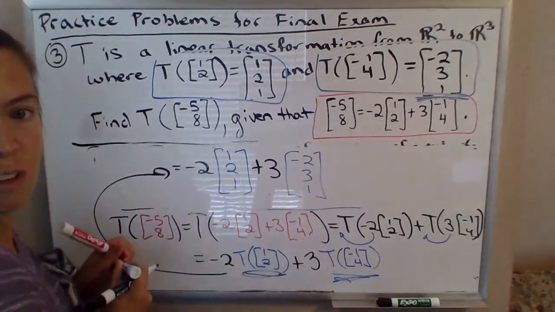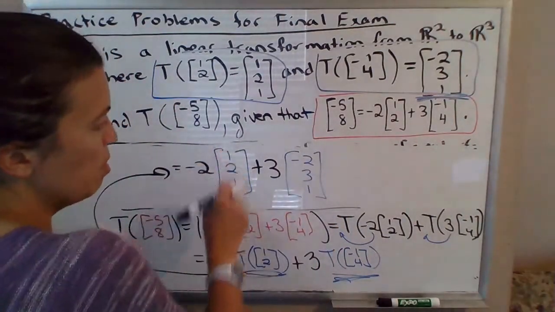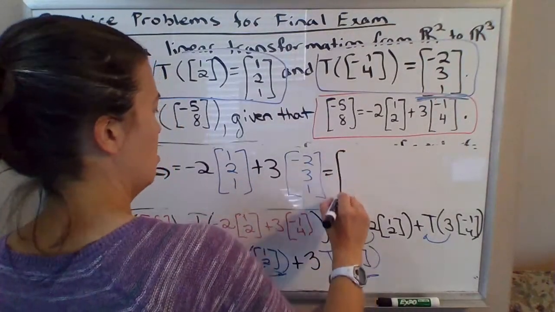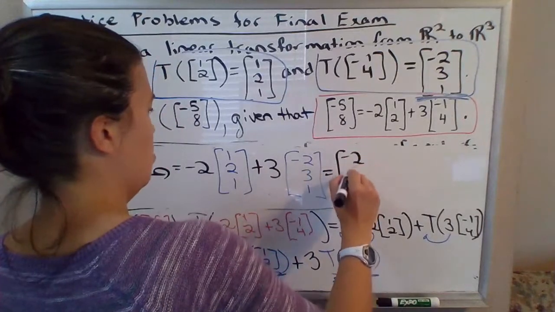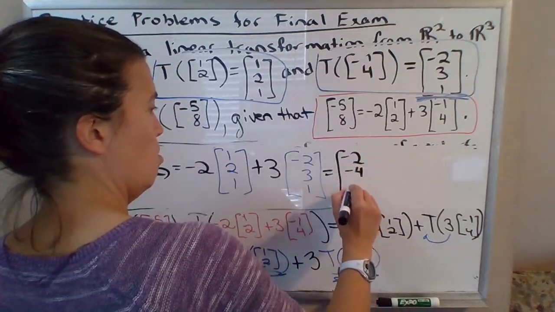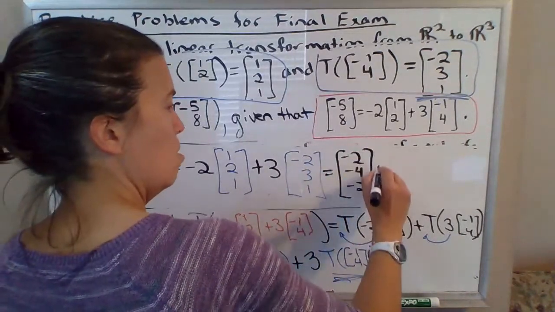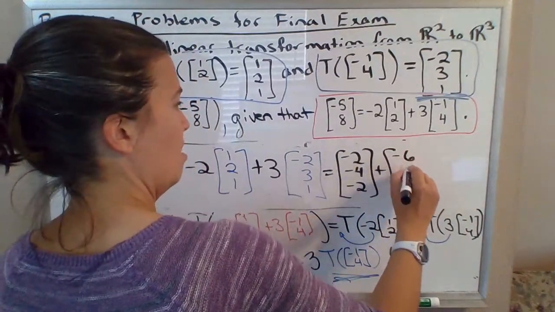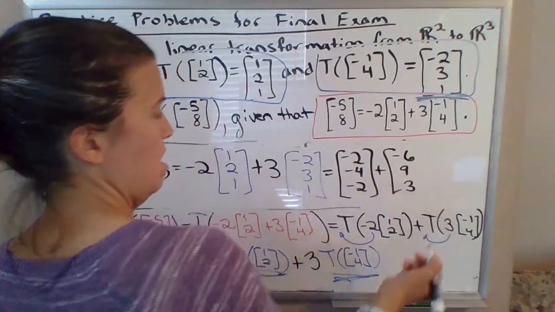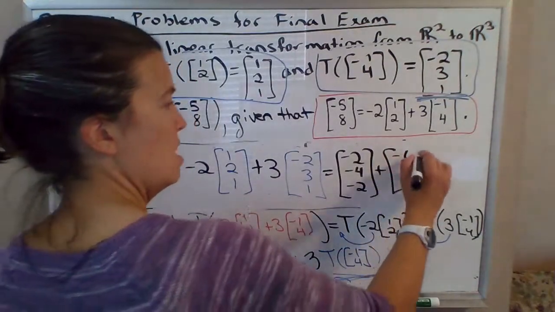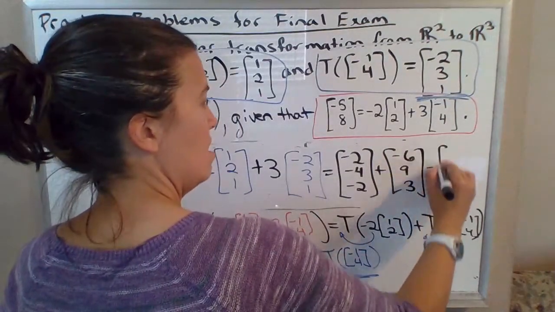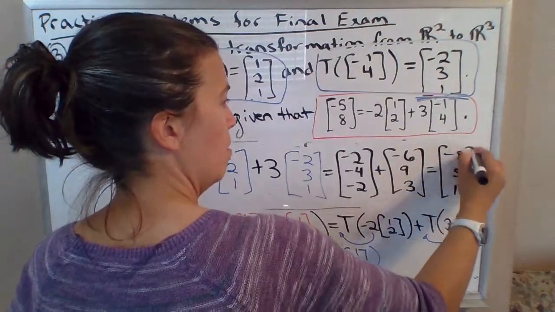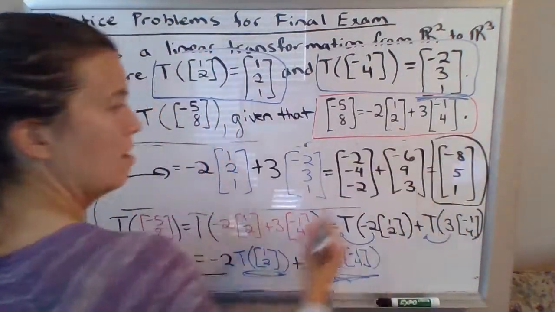And so now we just have to do the vector arithmetic. Distribute the negative 2, distribute the 3, and then add the corresponding entries. So this is -2, -4, -2, plus -6, 9, 3, if we multiply everything by 3. And so that's equal to -8, 5, 1 for our final answer.